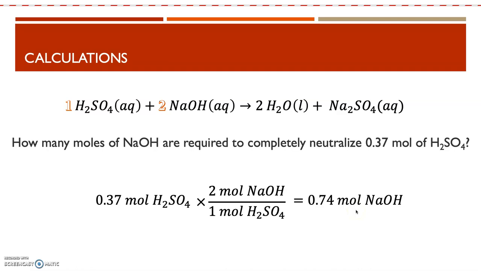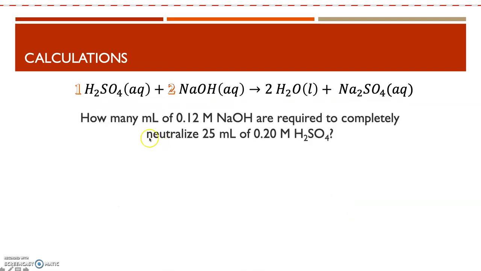We can do the more relevant problem again. How many milliliters of 0.12 molar NaOH are required to completely neutralize 25 mL of 0.2 molar sulfuric acid? And again, we recognize this as a stoichiometry problem because we're given everything we need to know about species A, and we need to find something out about species B. So if we're trying to convert from one chemical to another, okay, then we will start with everything we know about sulfuric acid. I can use the concentration, moles per liter, times the volume in liters to give me moles.